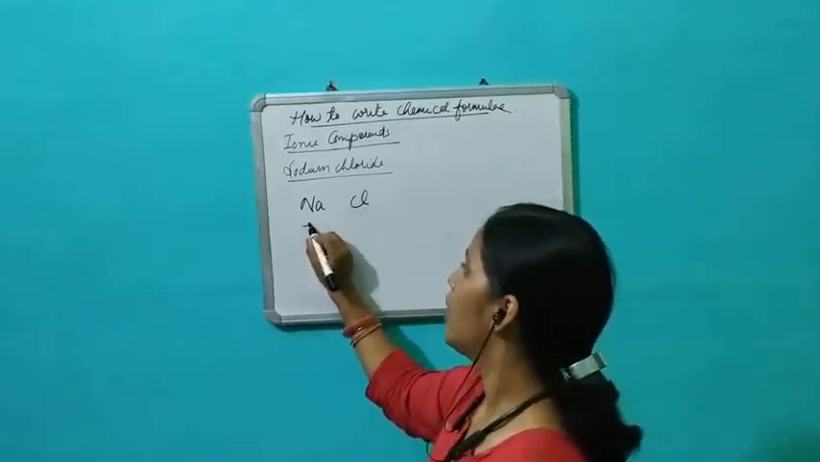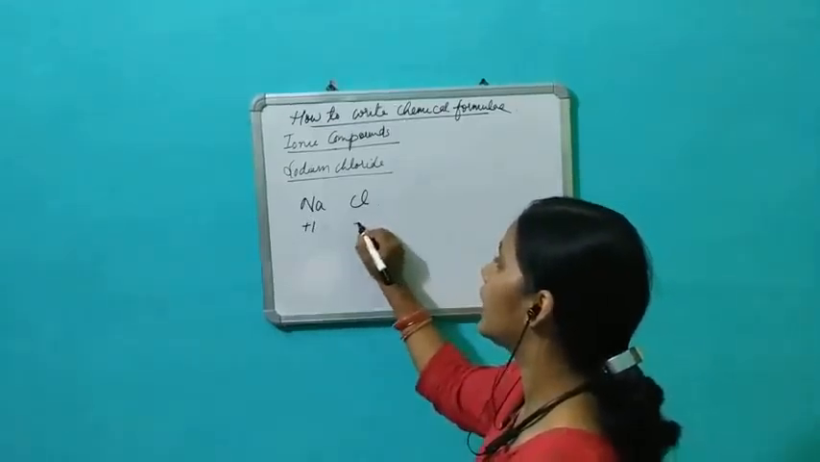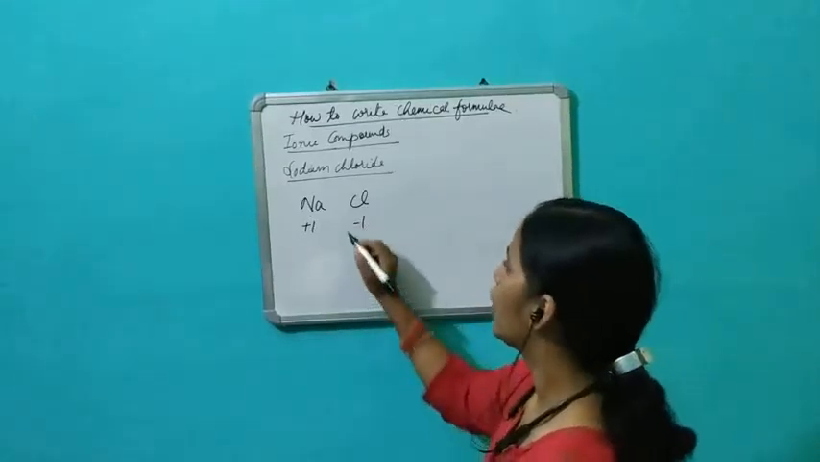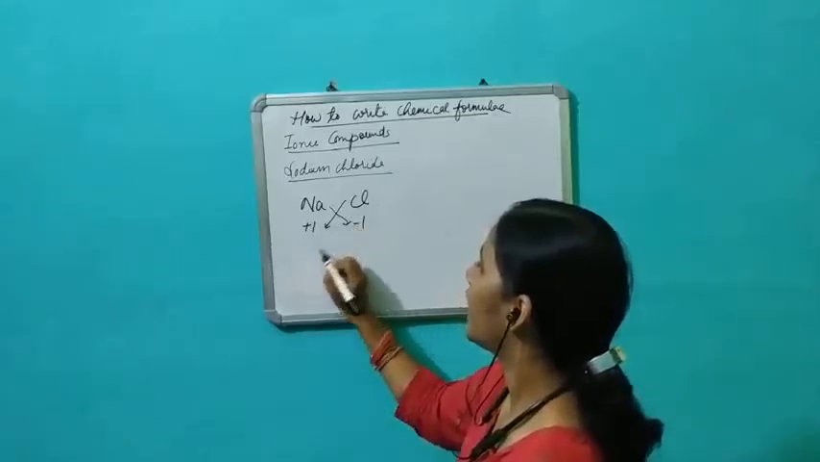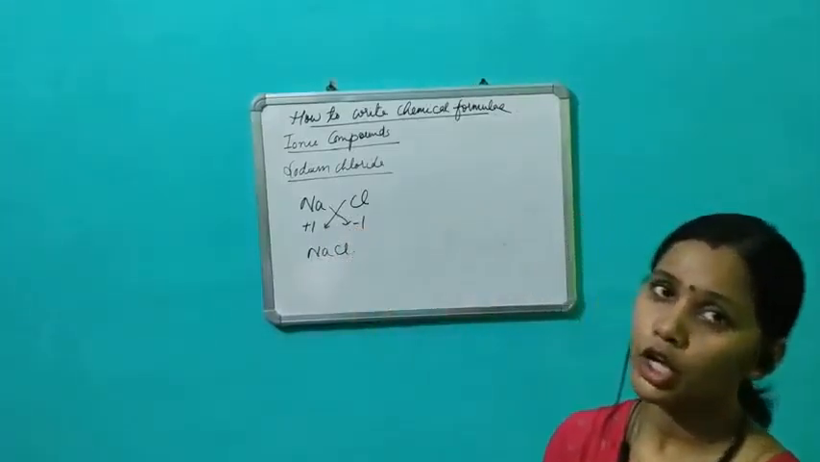So sodium can lose 1 electron, so valency is +1. Chlorine can gain 1, so it is -1. So when we crisscross, what do we get? We get NaCl. That is sodium chloride.